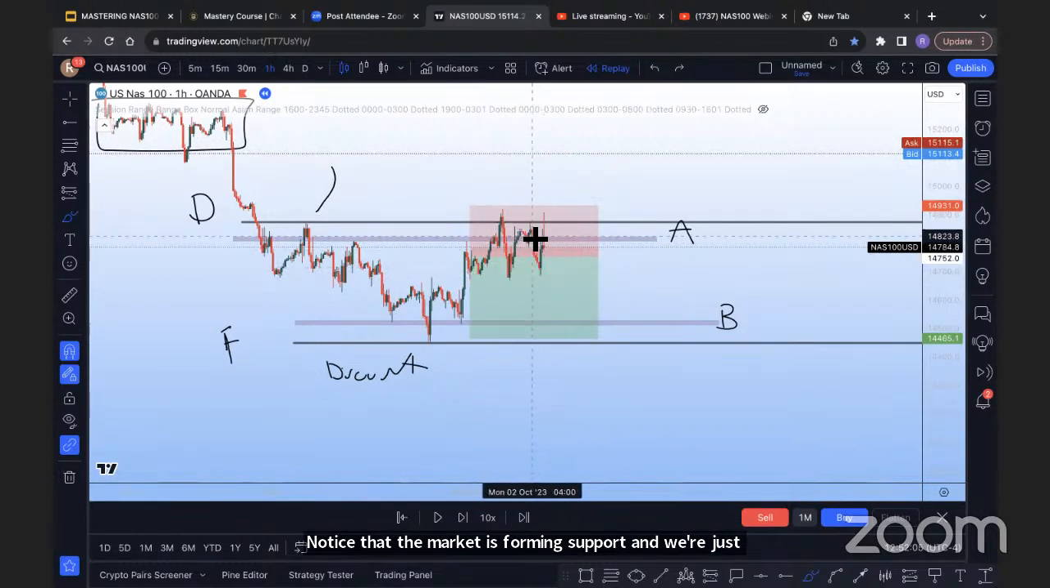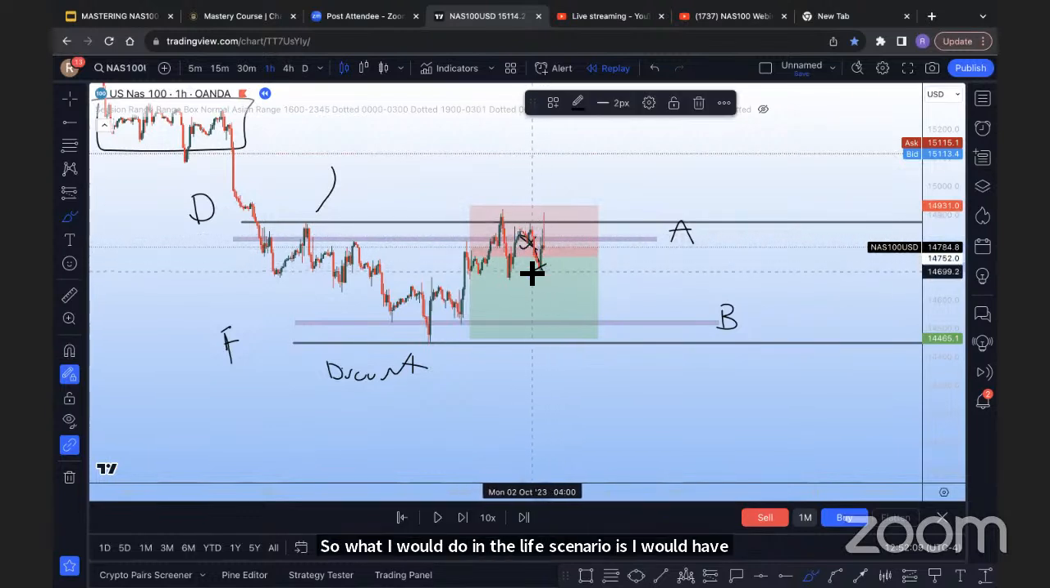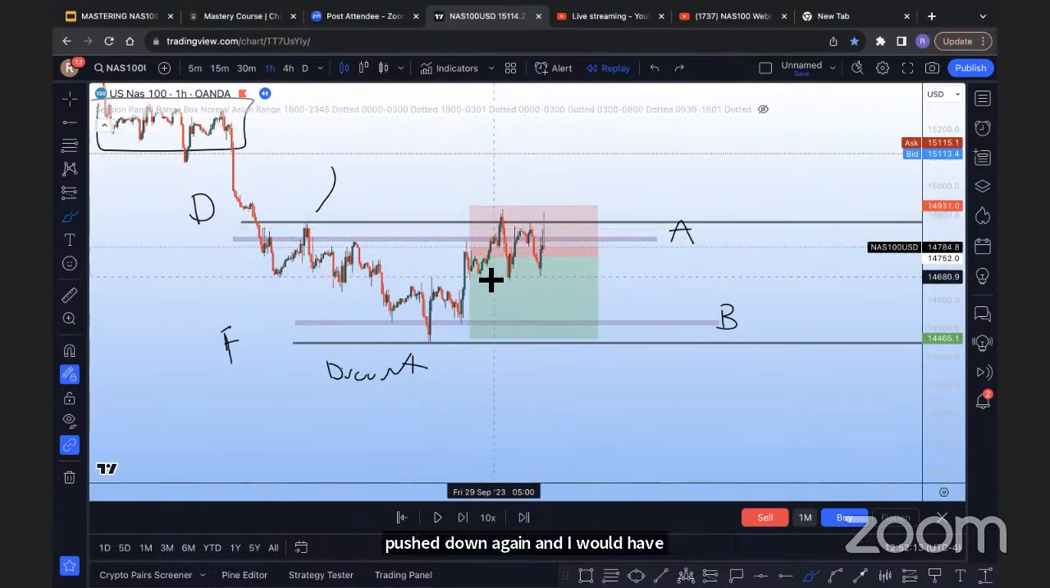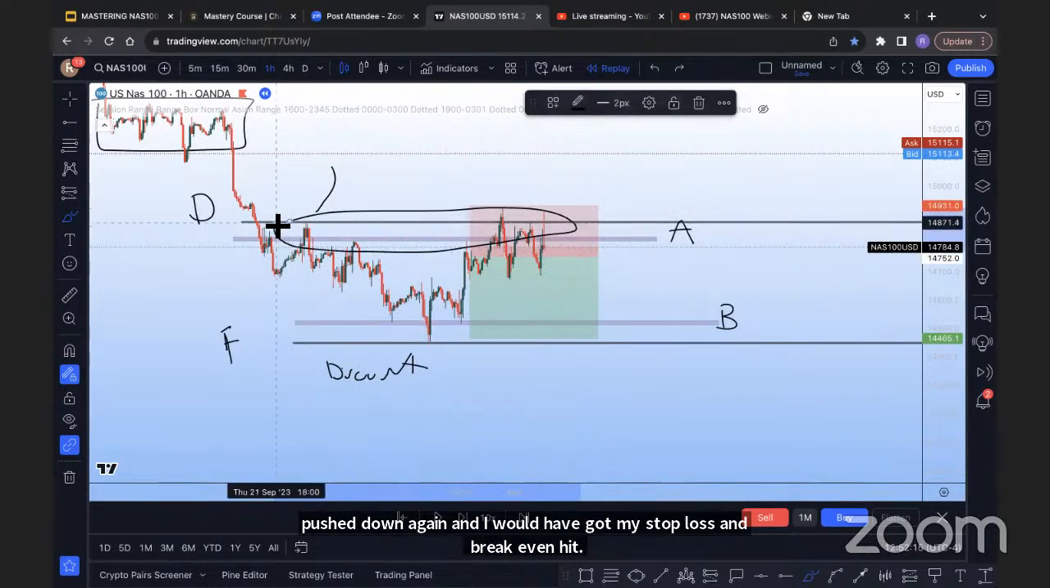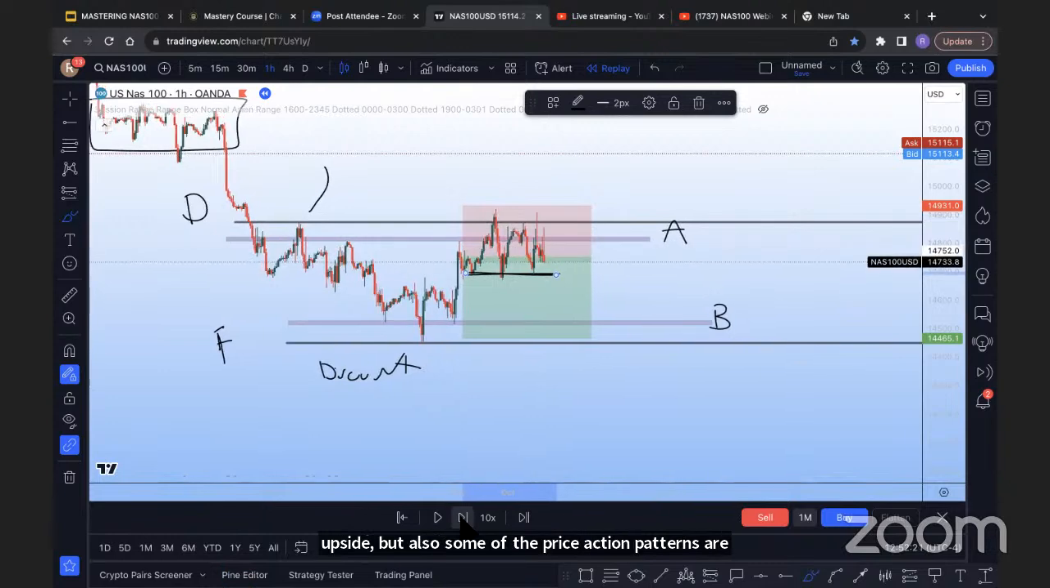So what I would do in the live scenario is I would have put my stop loss at break even once the market had pushed down again, and I would have got my stop loss at break even hit. You have to identify not just the rejections at the upside, but also some of the price action patterns that are forming that may negate your trade. All right.